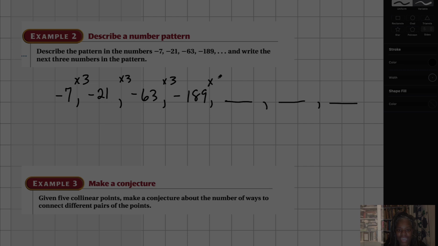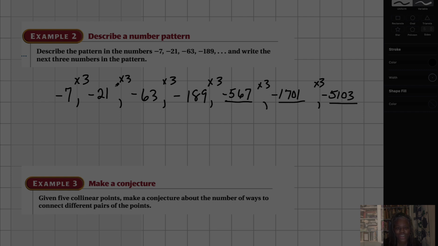So to get these next couple of numbers, I'm going to multiply by 3. So I'll take 189, I'll multiply that by 3. So I get 567. And then when I multiply that by 3, I get 1,701. And then when I multiply that by 3, I get 5,103. And so that's how I continue that pattern. However, my bad, they're all negative. So when I multiply a positive times a negative, I get a negative. So -7 times a +3 gives me that -21. And I constantly multiply by a +3, so I keep getting a negative answer.